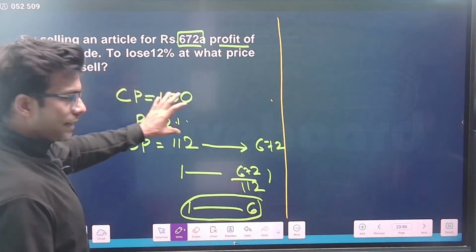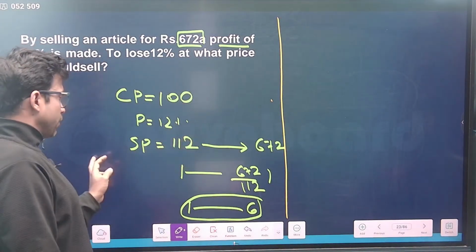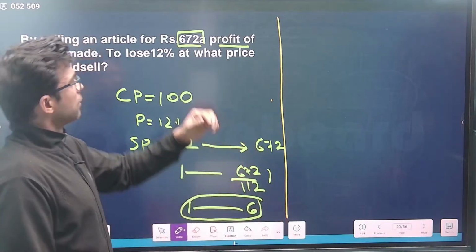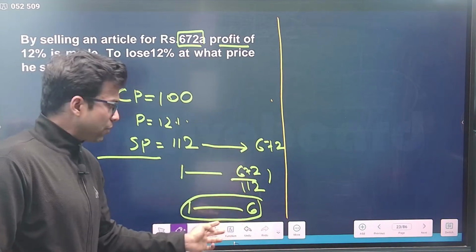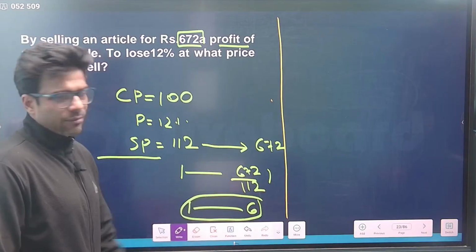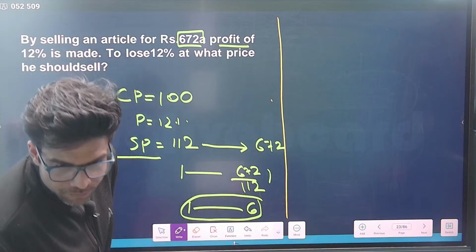There was a cost price. There was a profit of 12%. According to me, the selling price would be 112, but in the question it was given as 672. One value would be 672 by 112, and it goes 6 times. I hope this is correct, right?